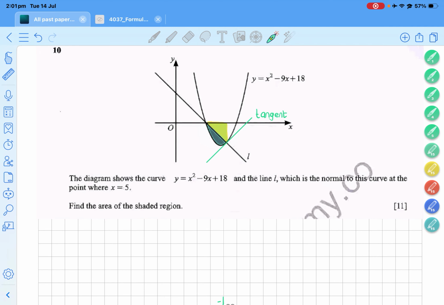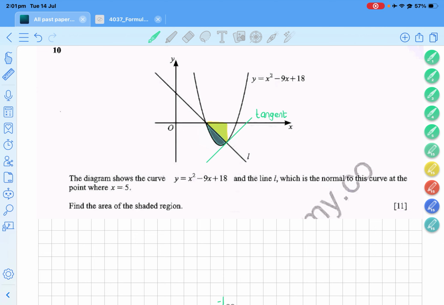The diagram shows the curve, a quadratic curve this, and the line L, which is the normal to this curve at the point where x is equals to 5. Find the area of the shaded region. This is a landmarker, so make sure to write down all your workings.